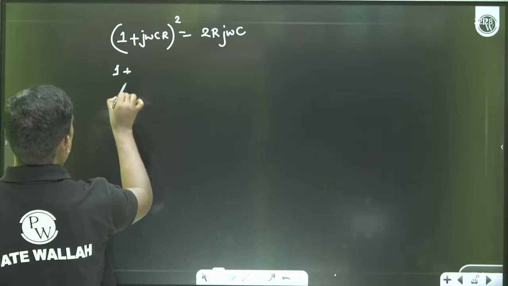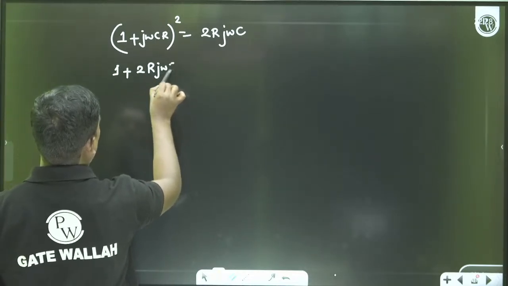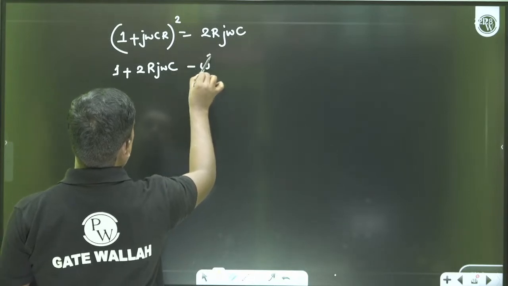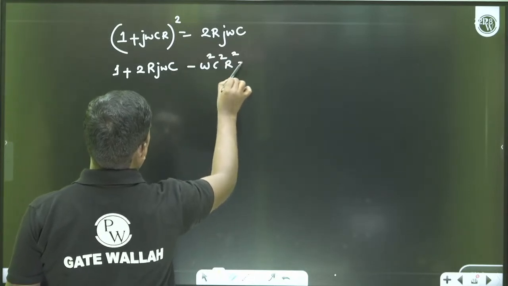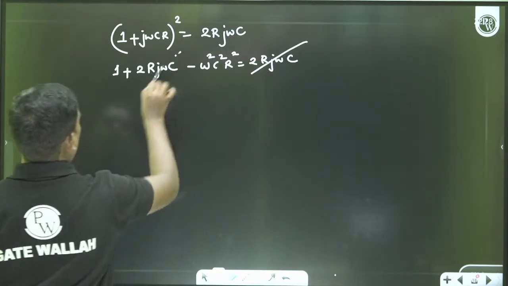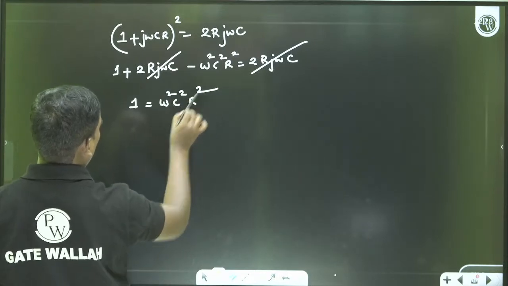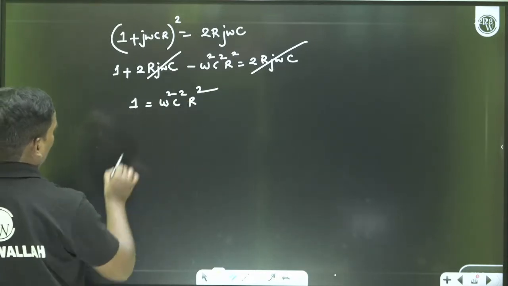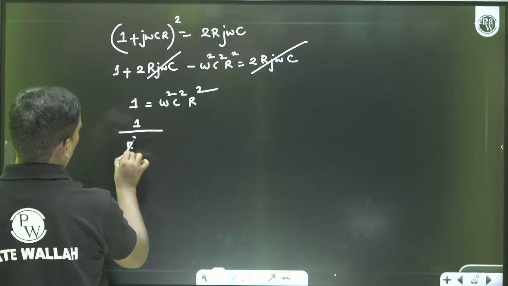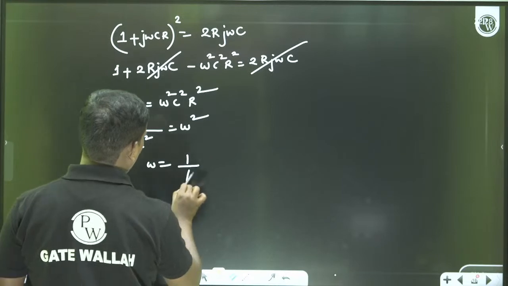Comparing real parts, A square minus B square: 1 minus omega square C square R square is equal to 0, since 2R j omega C gets cancelled. So 1 is equal to omega square C square R square. The question asked, 1 by R square C square is equal to omega square, so omega is equal to 1 by RC.